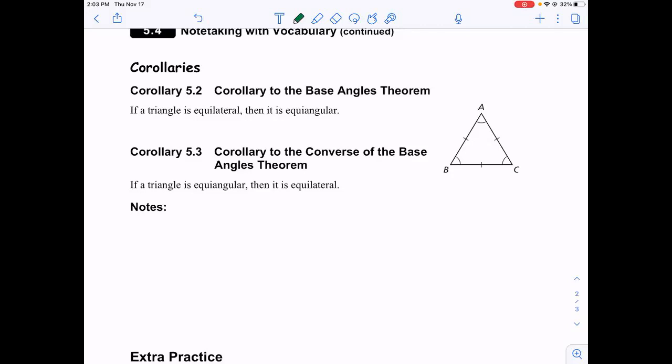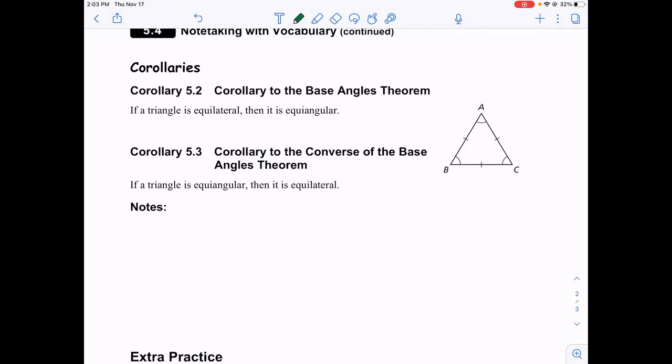Carson, what is the measure of each angle in an equiangular triangle? 60. Equiangular. What does that mean? Equilateral means all three sides are the same. Equiangular means all three angles are the same.